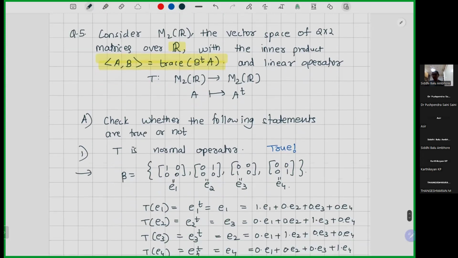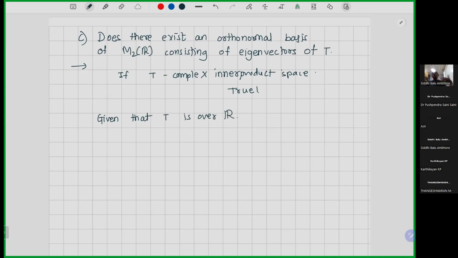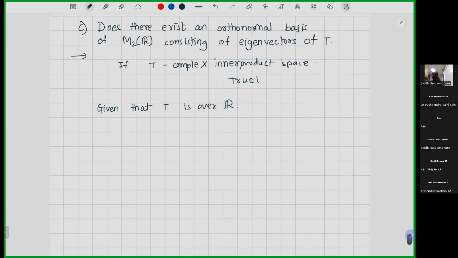M2R is over R. They are asking whether there exists an orthonormal basis of M2R consisting of eigenvectors. Any guesses for this? Only for complex it is true. Yes, definitely. If my T was on a complex inner product space, then definitely true. But our given linear transformation T is over R. So T and its eigenvalues and everything is over R. So how can you go ahead with this?